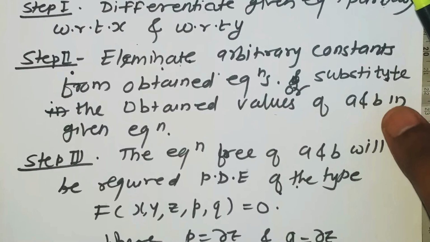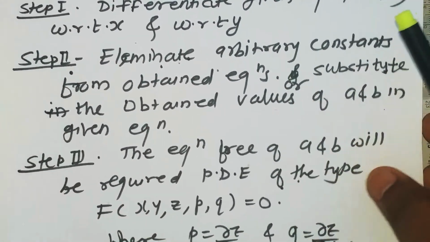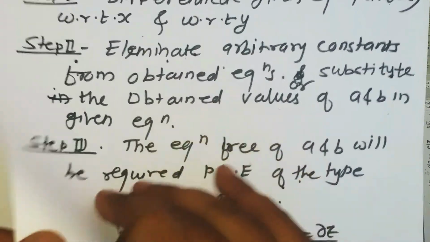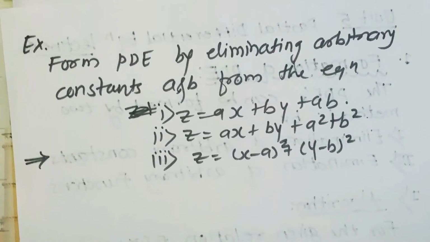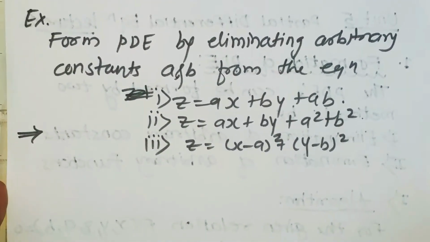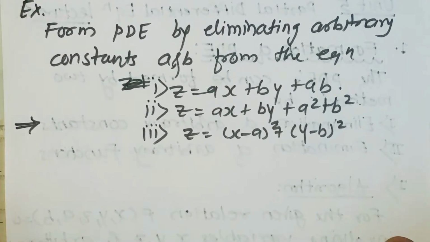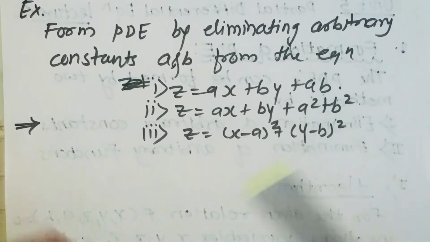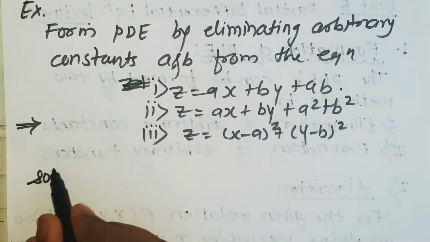Now let us do some examples based on this algorithm, then you will understand it in a better way. Here I have taken a few examples. The question will be like this: form partial differential equation, PDE in short, by eliminating arbitrary constants a and b from the equation. I have taken three equations. Some I will solve, and some I will give for practice. Okay, let us start the solution.